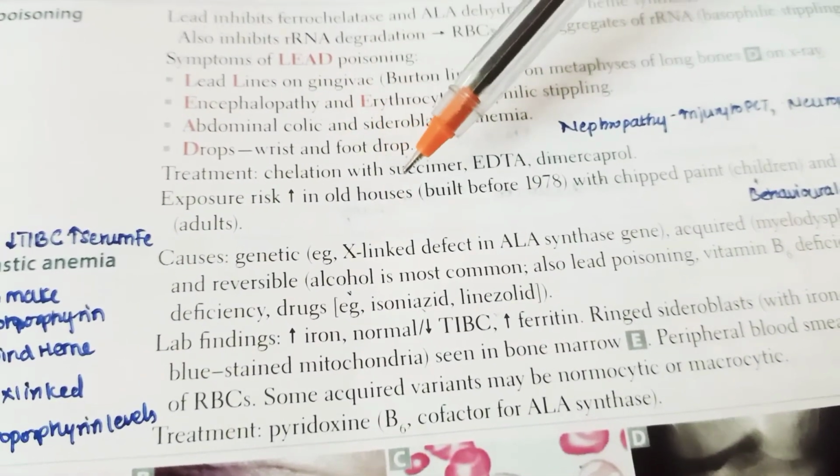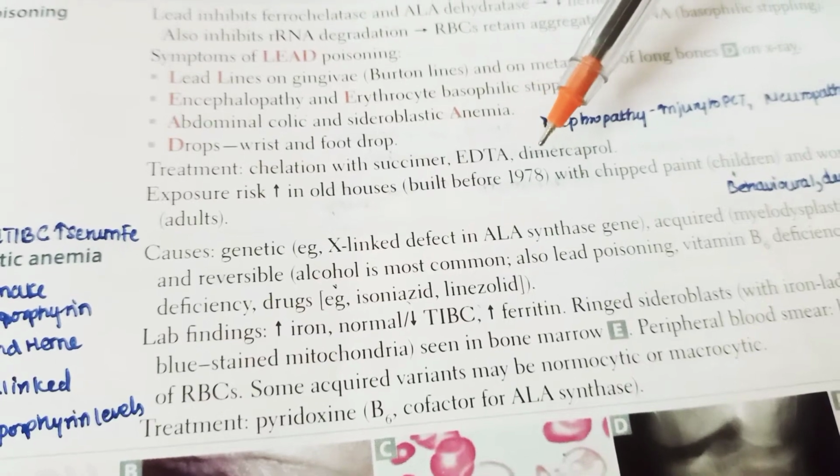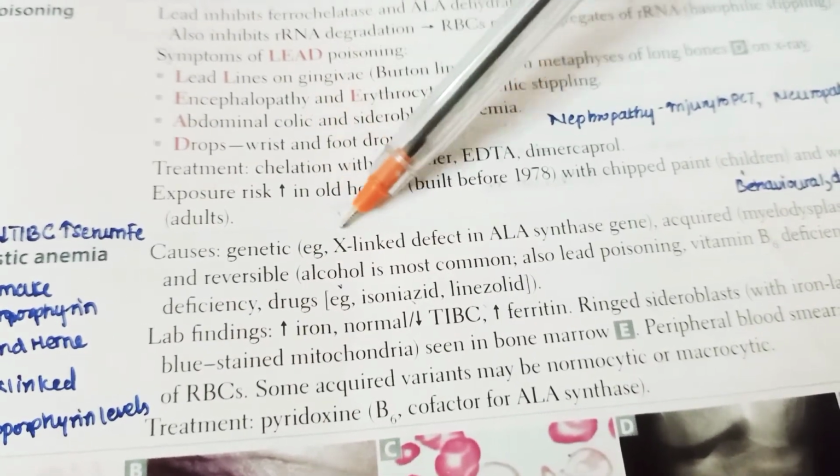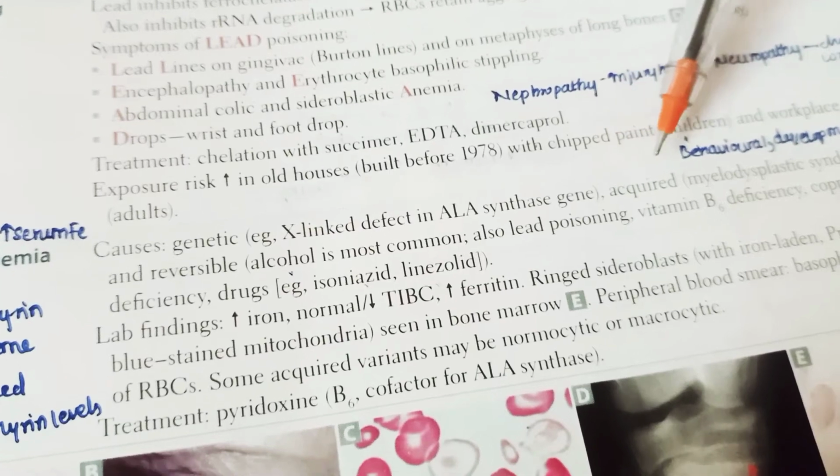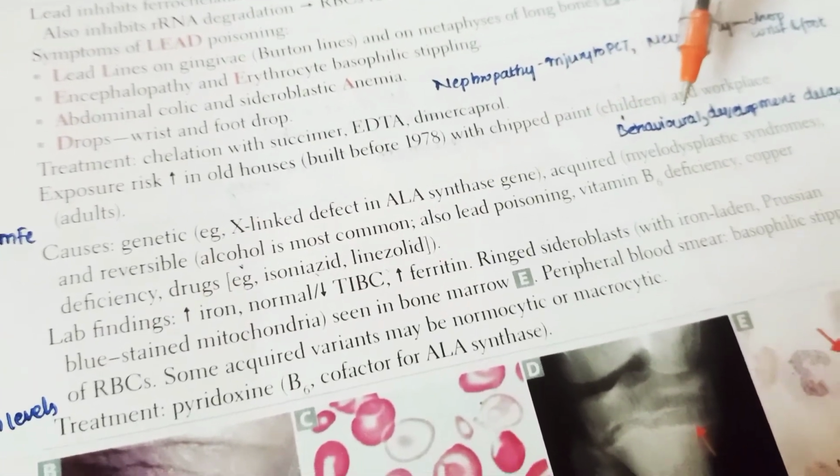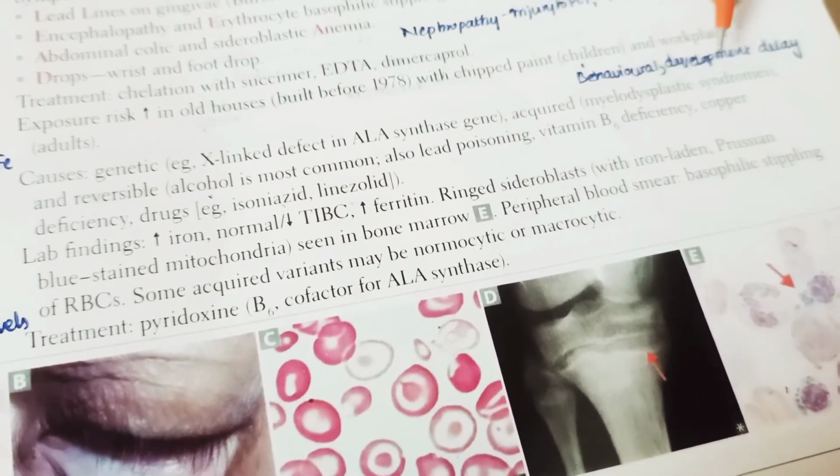So treatment is chelation with succimer and EDTA, dimercaprol. Exposure risk increases especially in old houses with chipped paint, and in children. In children you may see behavior and developmental delay.